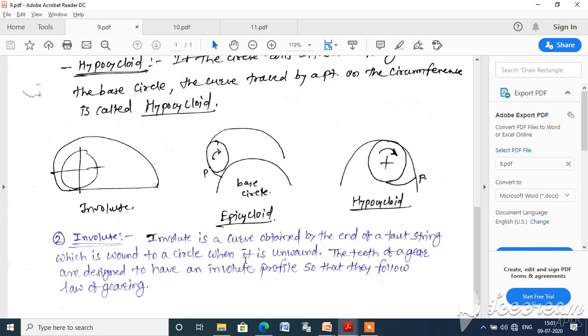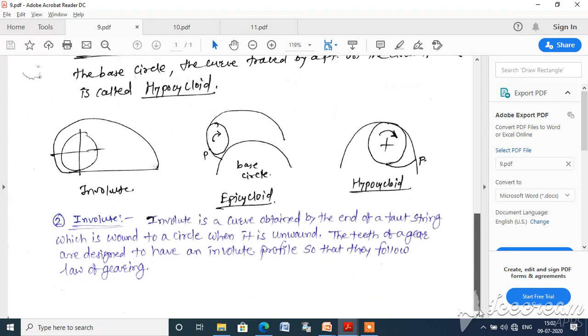The definition of involute is a curve obtained by the end of a tight or taut string which is wound on a circle when it is unwound. The teeth of a gear are designed to have an involute profile so that they follow the law of gearing. So most of the time gear teeth have the involute type of profile so as to maintain the law of gearing.